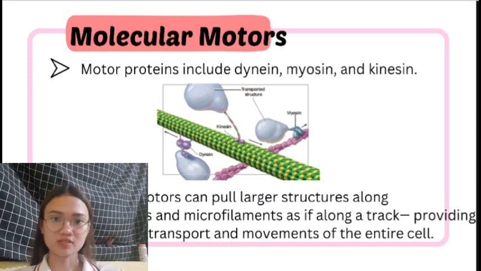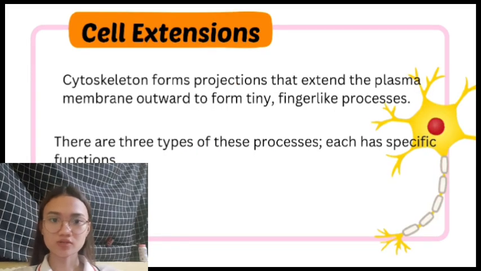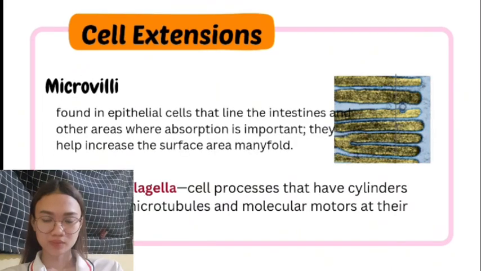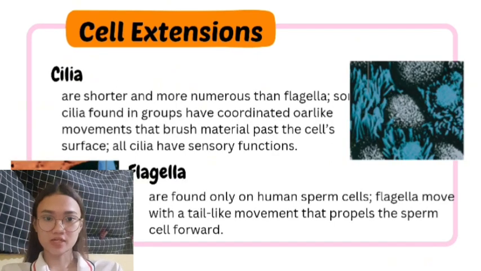So next we have the cell extension. So the cytoskeleton forms projections that extend the plasma membrane outward to form tiny finger-like processes. There are three types of these processes. Each has a specific function. We have the microvilli, cilia, and flagella.